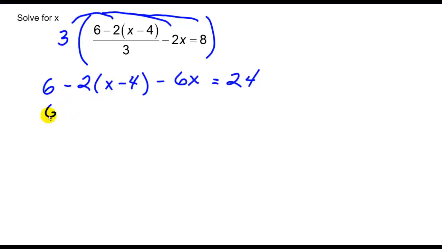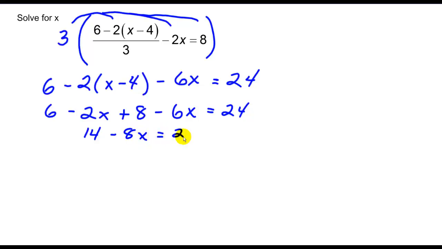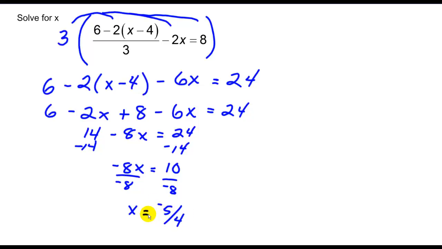I distribute through, I have 6 minus 2x plus 8 minus 6x equals 24. Combine like terms, I have 14 minus 8x equals 24. Isolate the variable terms, subtracting 14 to both sides, giving me negative 8x equals 10. Divide by the coefficient, and x is equivalent to negative 5/4.